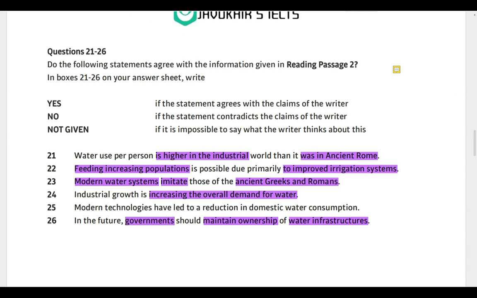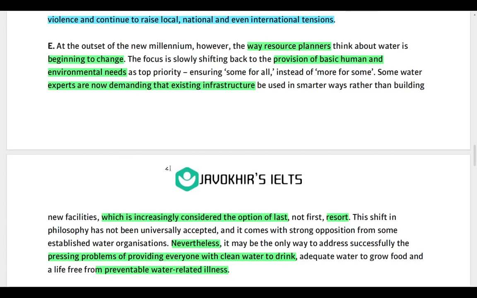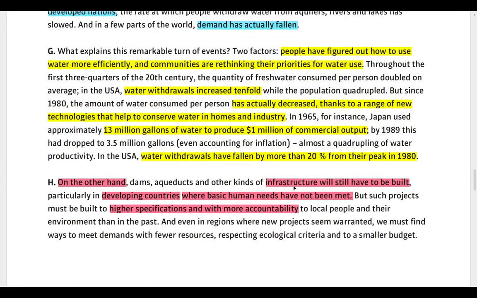Because it's just saying that the first one is about the infrastructures. So scientists, experts, in this case resource planners and experts, they're asking not really the government but everyone to use existing infrastructures in smarter ways. And the last one is saying that the infrastructure will have to be built in developing countries where basic human needs have not been met.